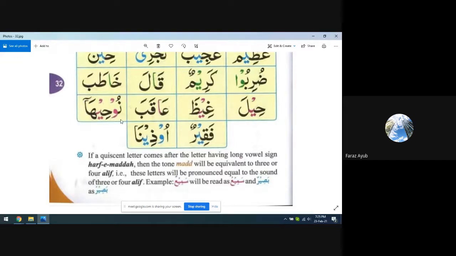So this word is read like nuhiha. Nu, we are stretching this because of waw madda. Waw has a sukoon and his previous letter has a pesh. We are stretching he because of ya madda. Ya has a sukoon and his previous letter has a zir. And we are stretching ha because of alif madda. Because there is an alif and his previous letter has a zabar.